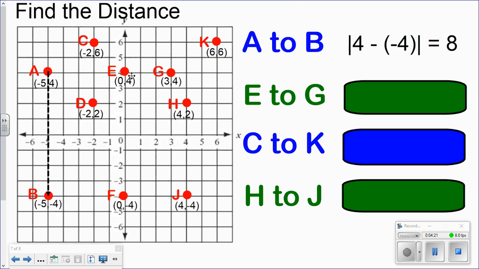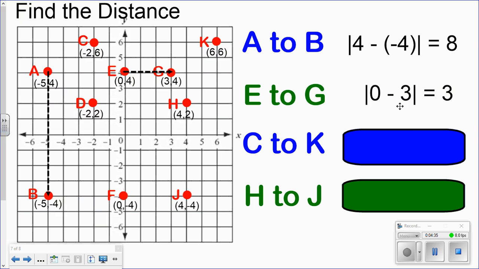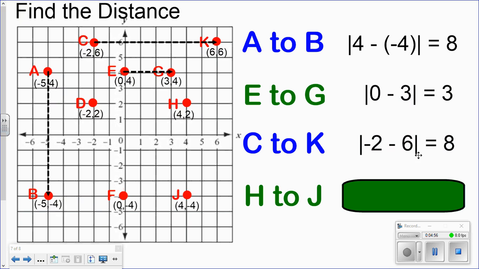To go from E to G, we can either count the boxes, so starting here, 1, 2, 3, or we can look at the x values, which is 0 and 3. 0 minus 3, remember that's -3, but we take the absolute value because the distance cannot be negative, and it's 3. C to K, count the boxes, 1, 2, 3, 4, 5, 6, 7, 8. Or looking at the x values, -2 minus 6 is -8, but the absolute value is 8.